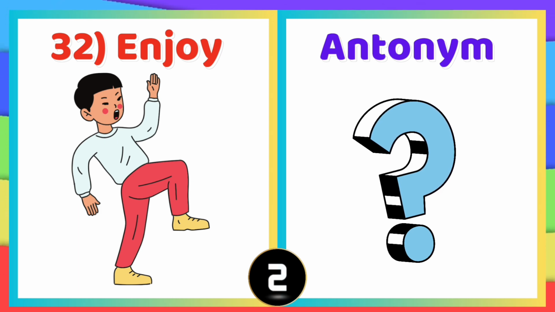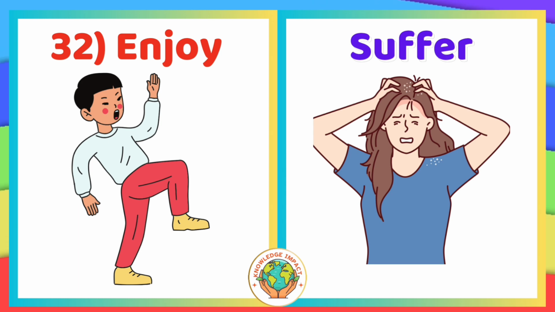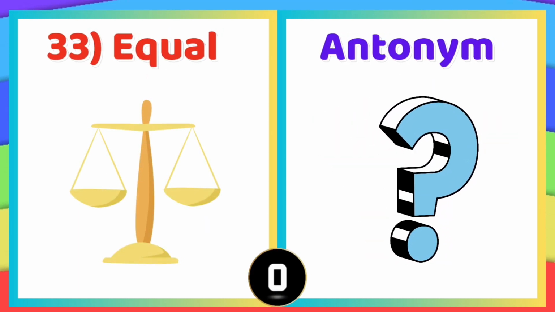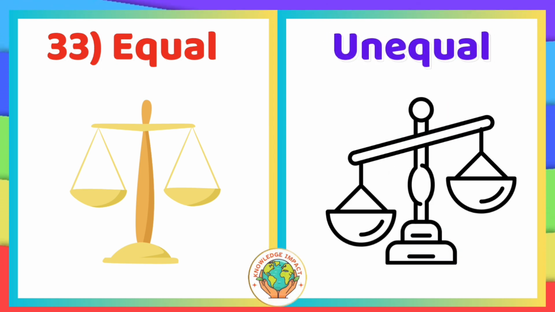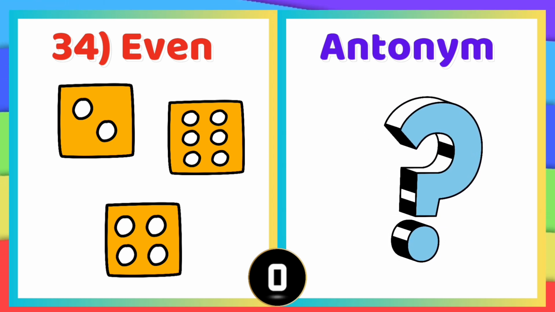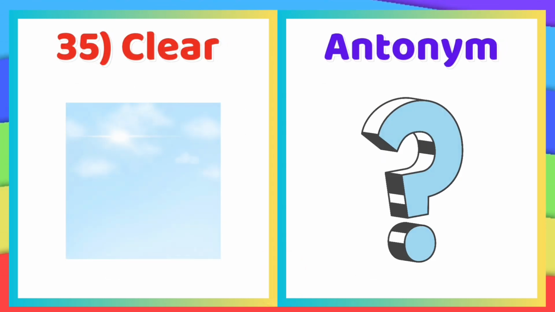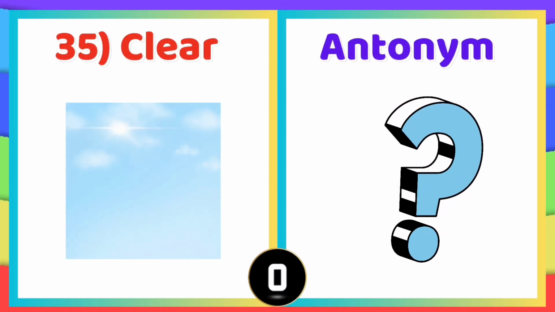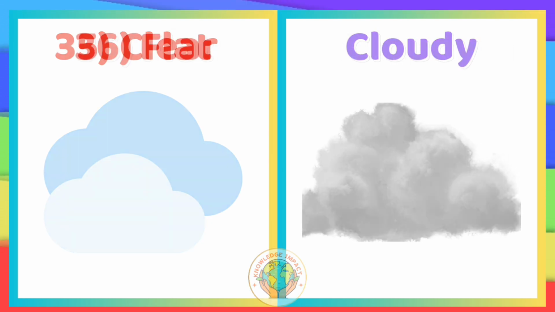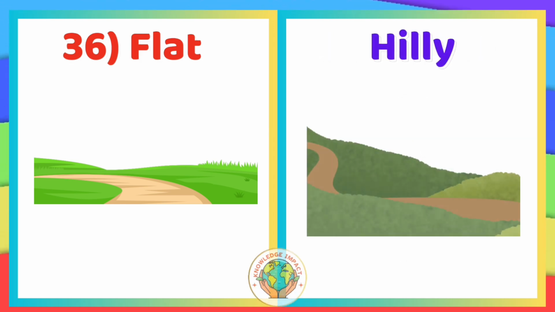What's the antonym of enjoy? Suffer. What would be the antonym of equal? Unequal. What would be the antonym of even? Odd. What's the antonym of clear? Cloudy. If clear is one side, what's on the other side? Hilly.